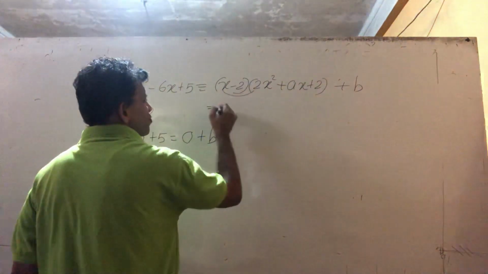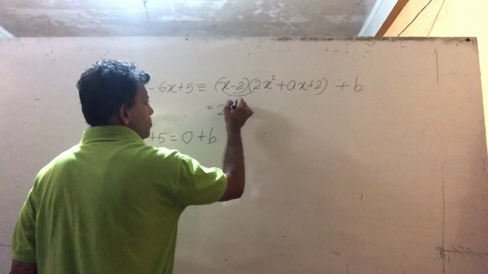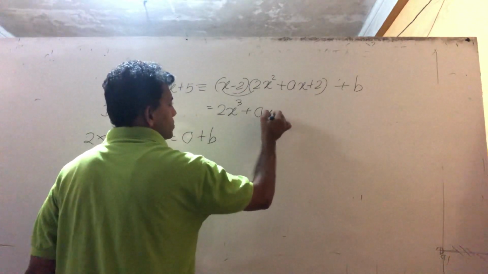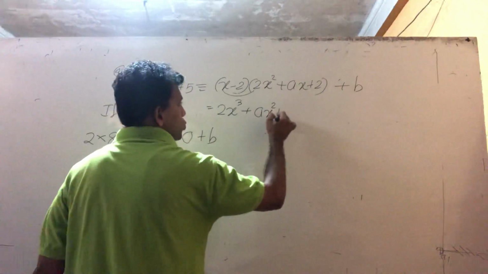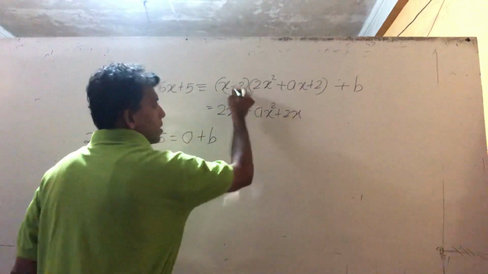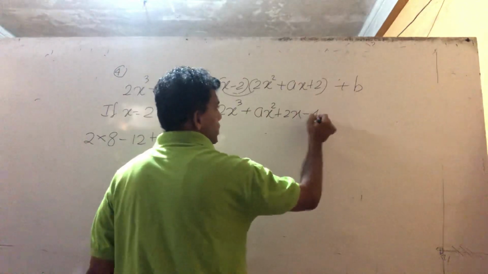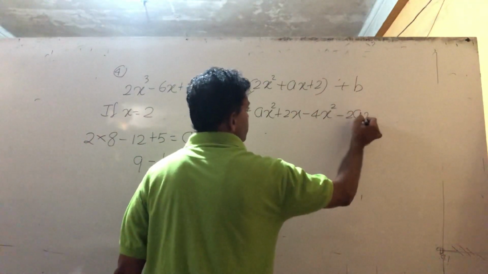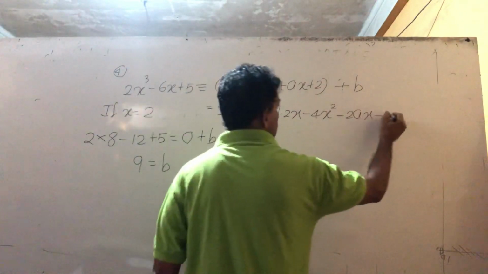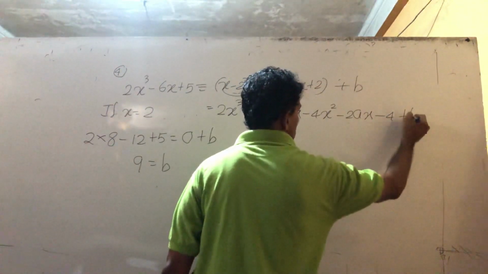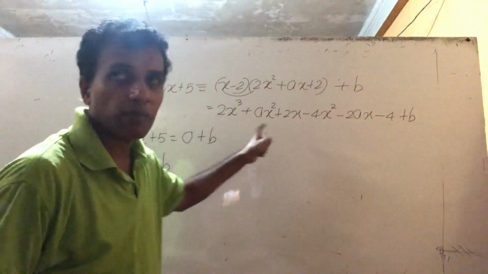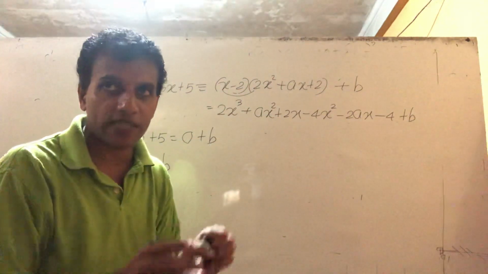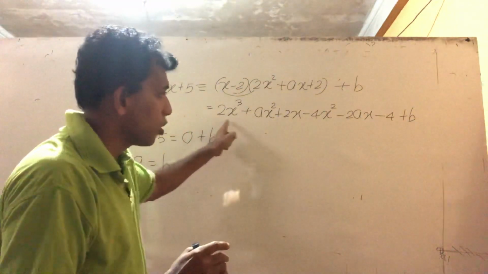Multiply by x: 2x cubed, a x squared, plus 2x multiplied by minus 2, minus 4x squared, minus 2a x, minus 4 plus b. It's a long expression, but mentally you have to find that multiplication. This is the first time we are studying this, so follow along.